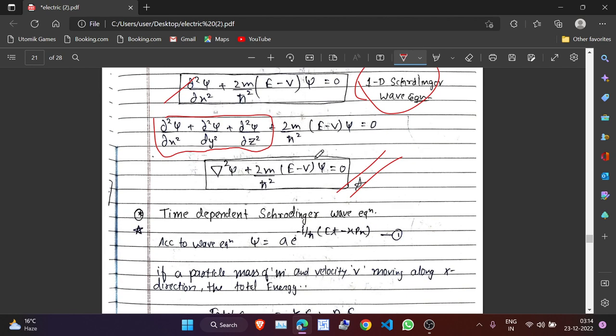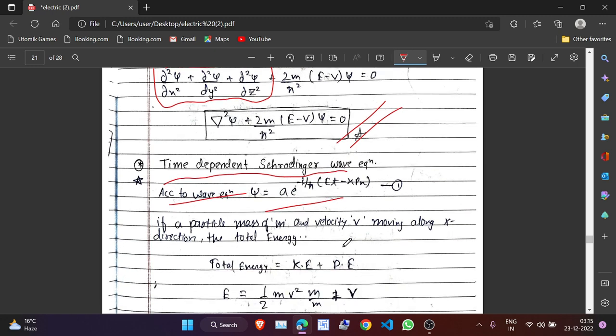Next is the time dependent Schrodinger wave equation. According to the wave equation, we have already derived that psi is equal to a e to the power minus i upon h bar (Et minus x px). If a particle of mass m and velocity v is moving in the x direction, the total energy of the particle is equal to kinetic energy plus potential energy.